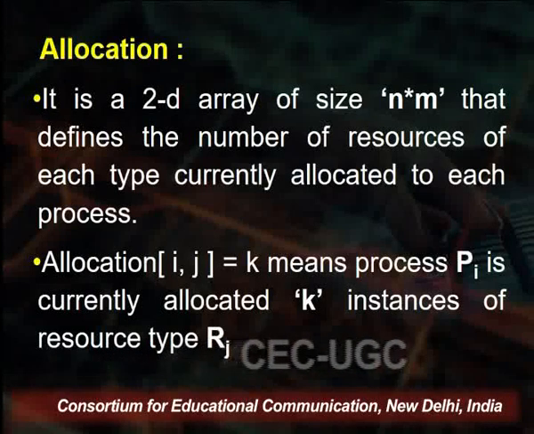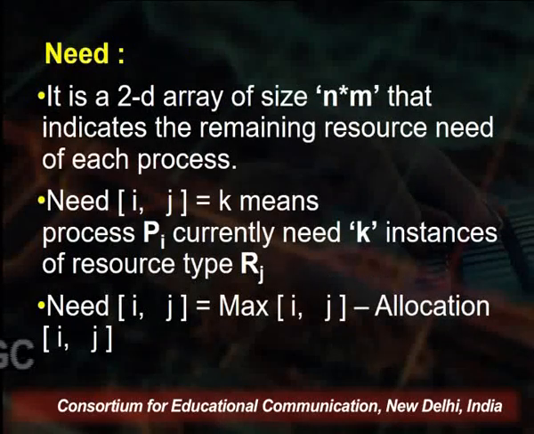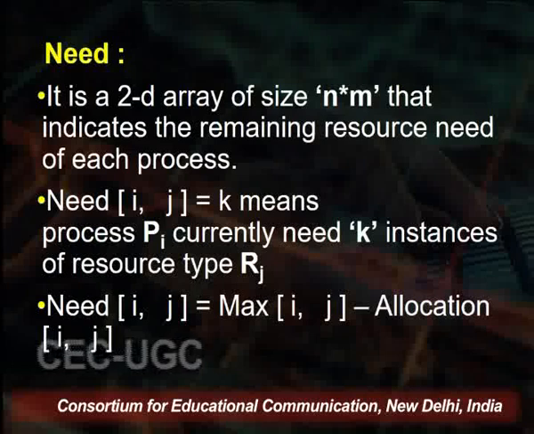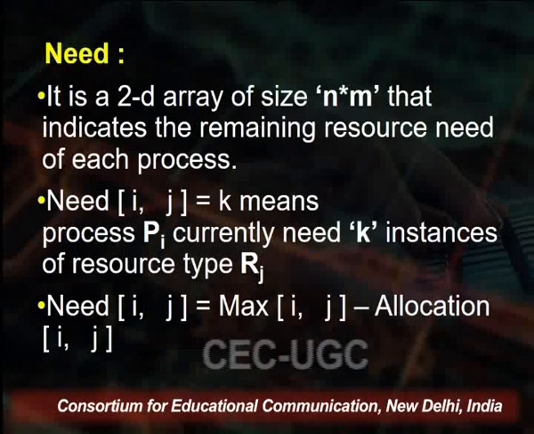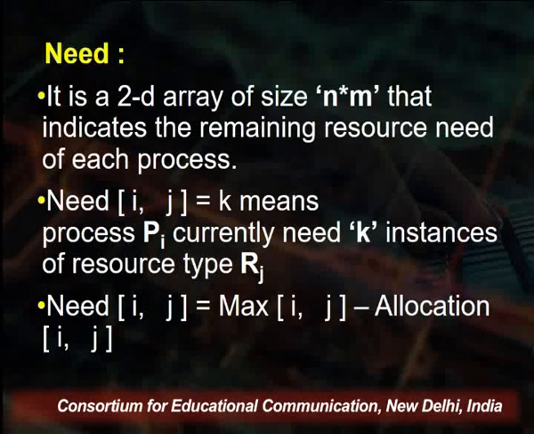One more data structure, which is an array, is named Need. So Need is also a kind of 2D array of the same size n cross m that indicates the remaining resource need of each process.